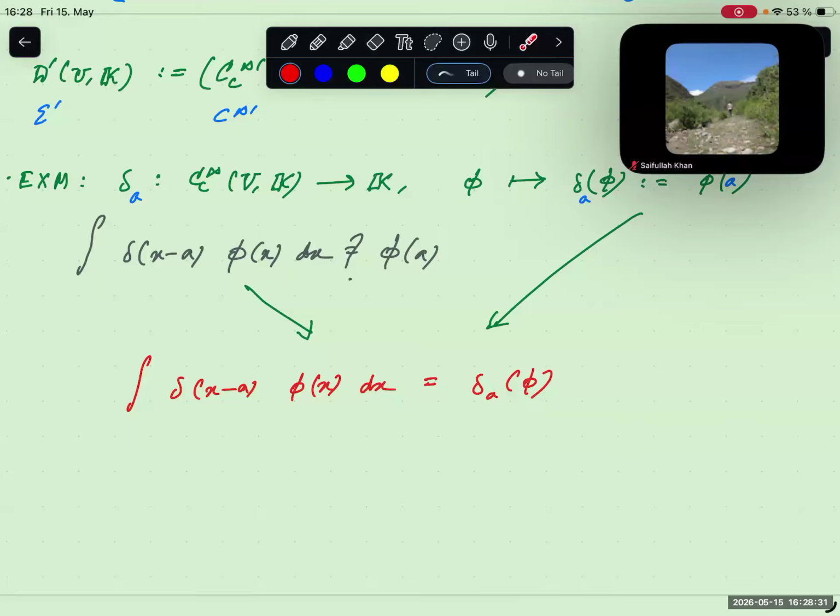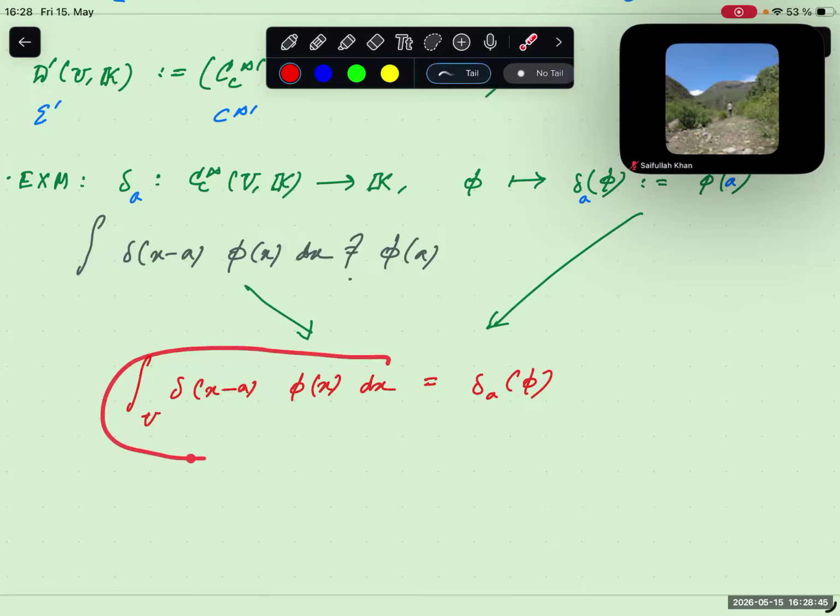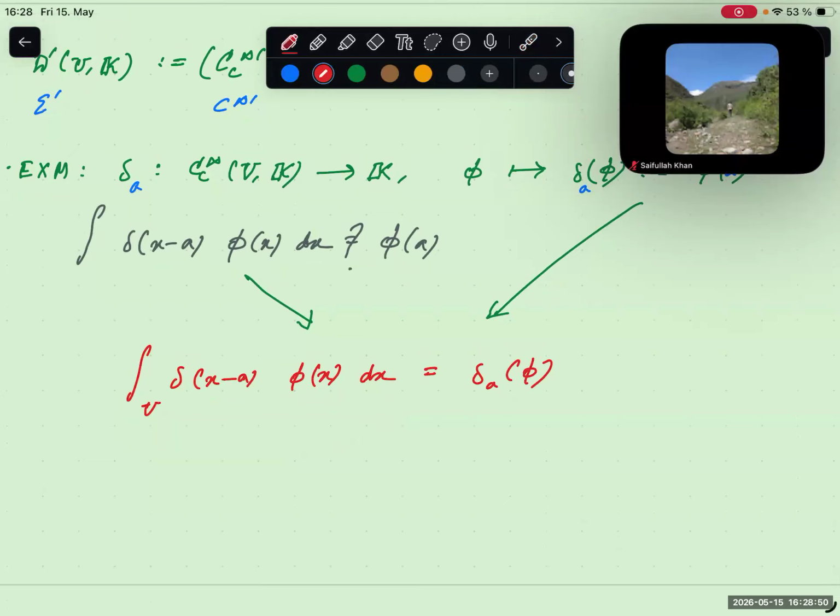Why? Because there is no function, say on u or R, whatever you want to write here, which has this property. So I believe you have seen this expression also, that the integration of delta dx equals 1, right?